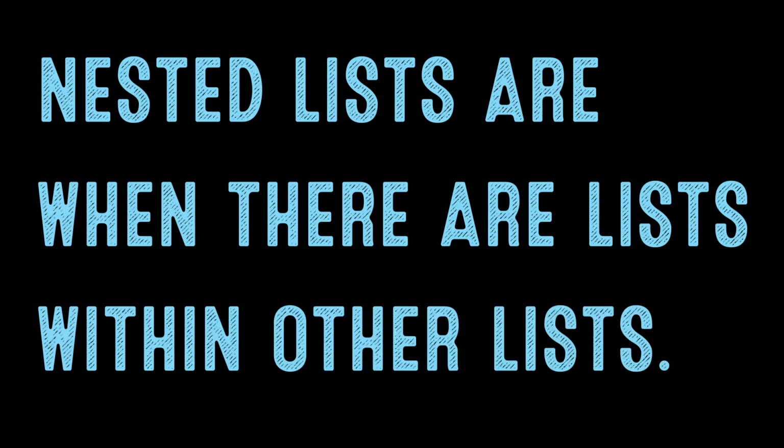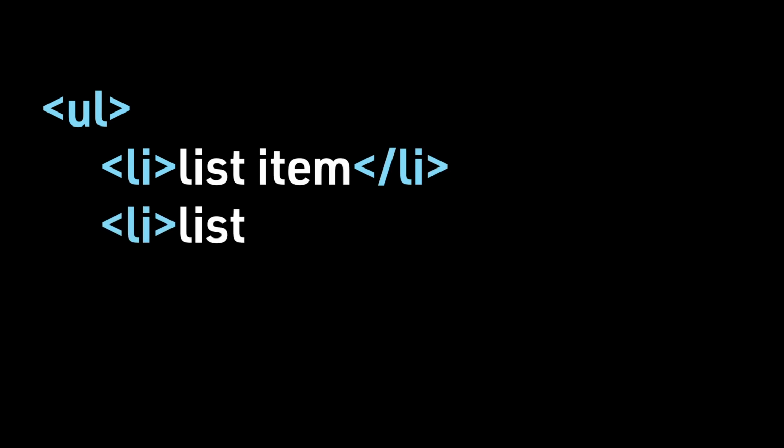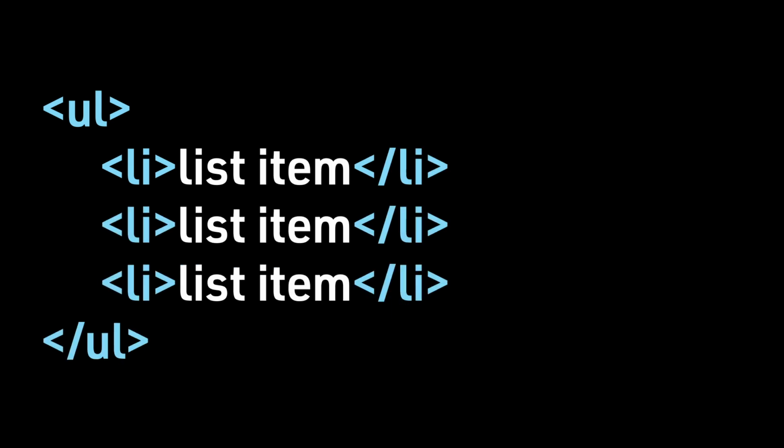What is a nested list? Nested lists are when there are lists within other lists. Write out the code for an unordered list with 3 list items. How would this code for an unordered list display?